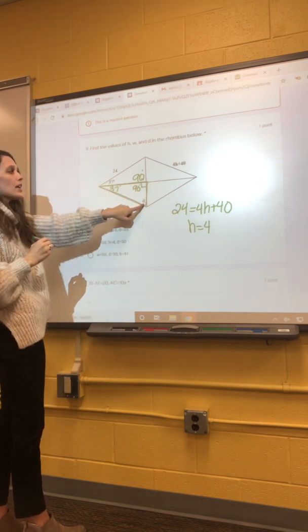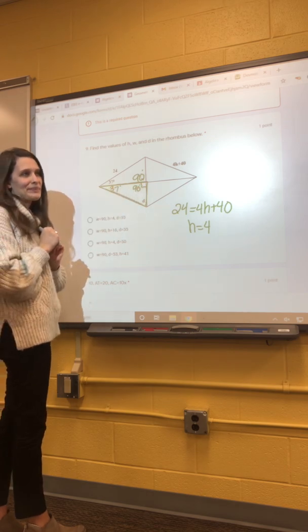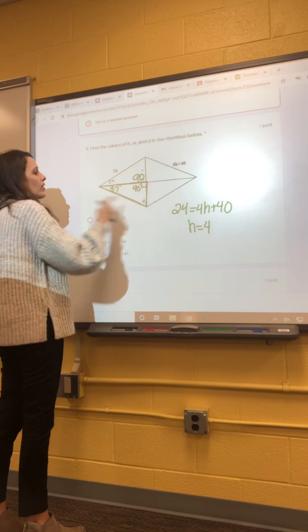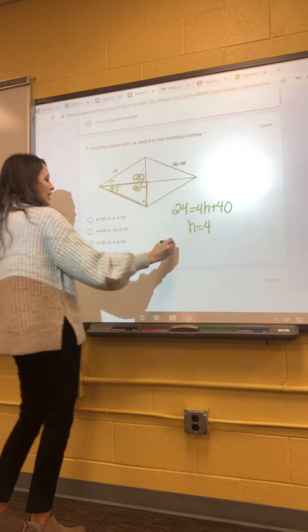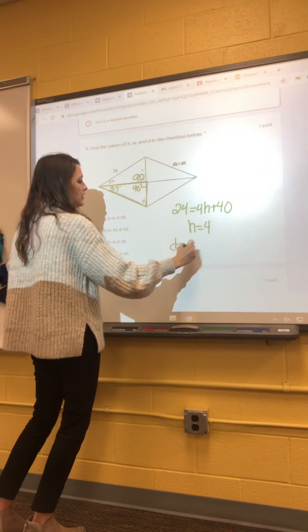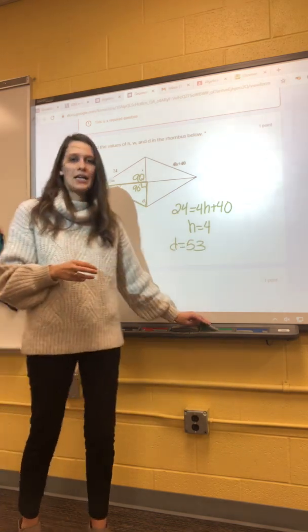So to find D, well now since it's a triangle, all 3 angles in a triangle add up to 180. So you're going to do 37 plus 90, subtract that from 180, and you get D equals 53. So A is going to be your answer for number 9.